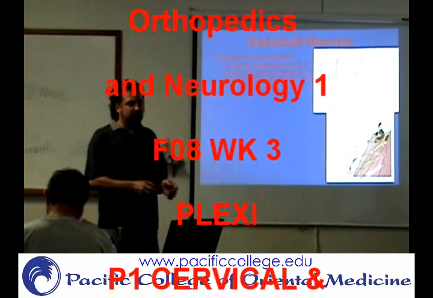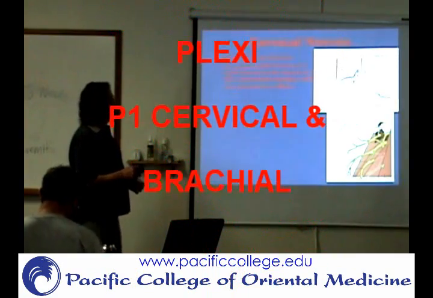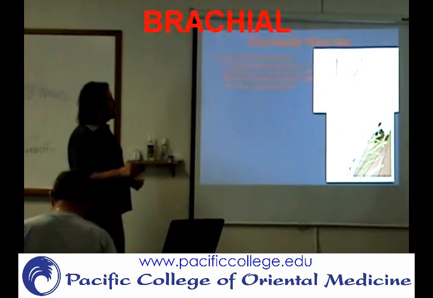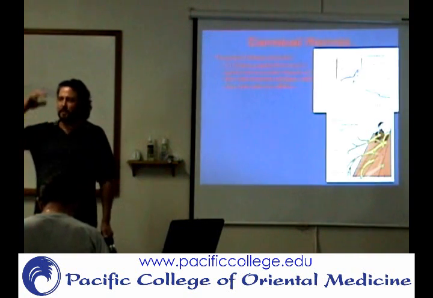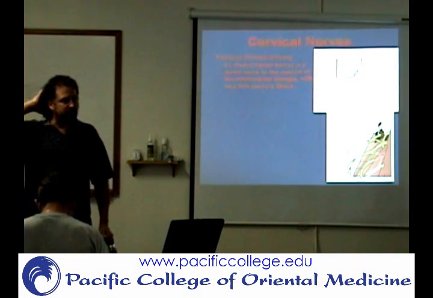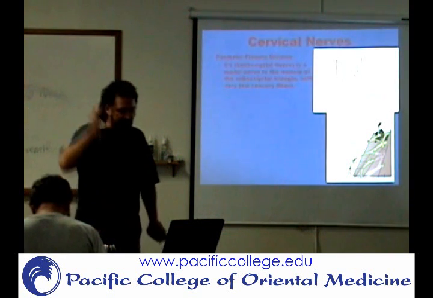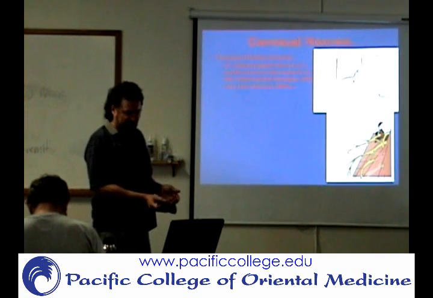So you can have the posterior primary division. You have C1, which is going to be a suboccipital nerve. Suboccipital means basically that it's going to be under the occiput. Okay, so this is starting into the cervical plexus.